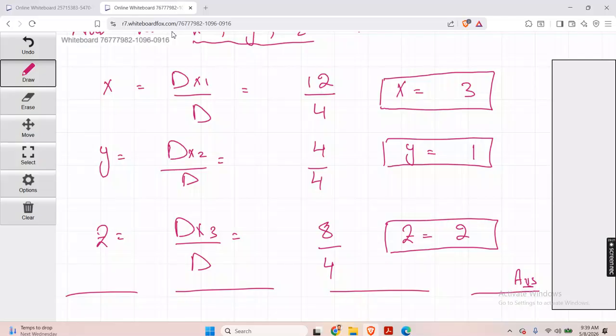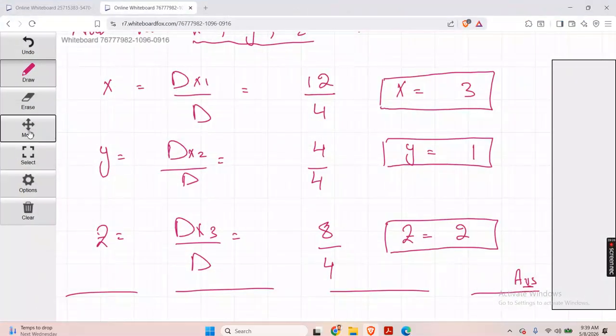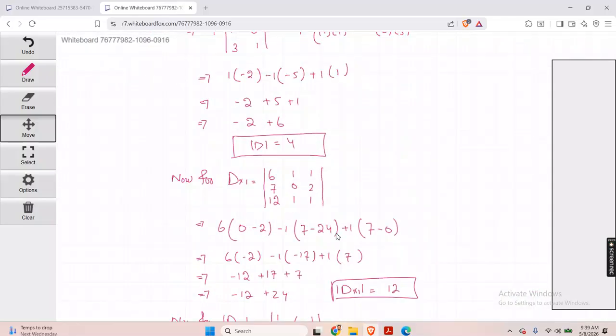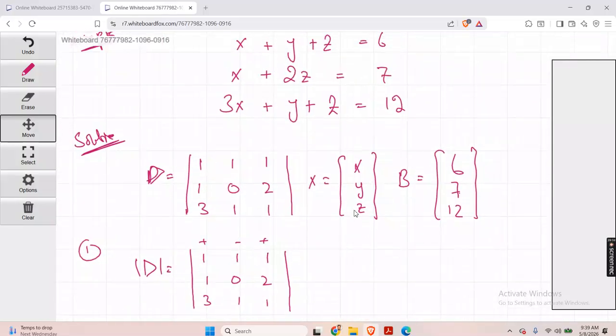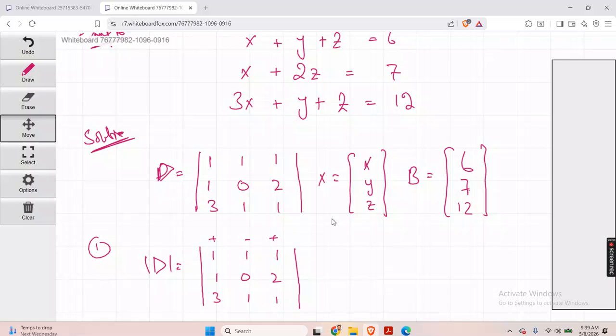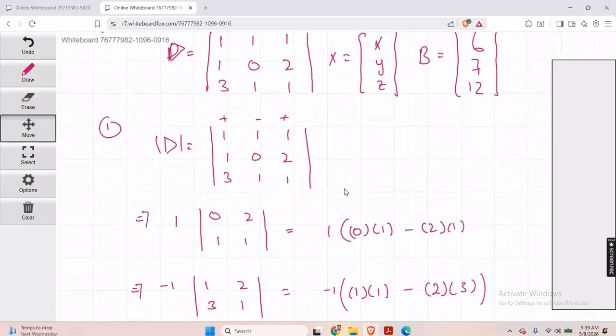So this is how you will solve a 3 by 3 matrix by Cramer's rule. This type of linear system will be given to you. Write it in matrix equation form. Then start from the determinant.